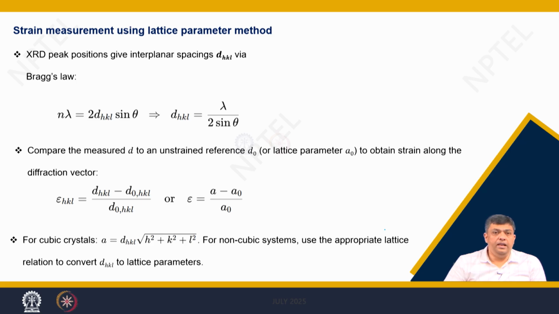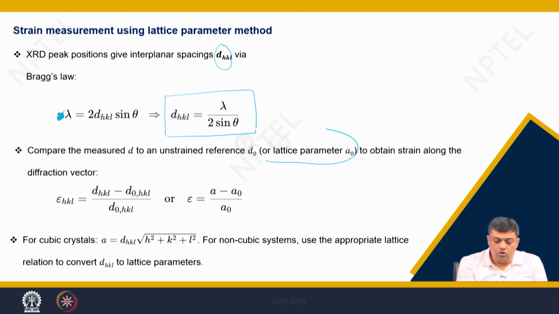For example, let us have an XRD peak position with an interplanar spacing d_hkl. So, now you have Bragg's law. You can write lambda is equal to 2 d_hkl sin theta, and that will give you d_hkl is equal to lambda upon 2 sin theta. Compare the measured d to an unstrained lattice.